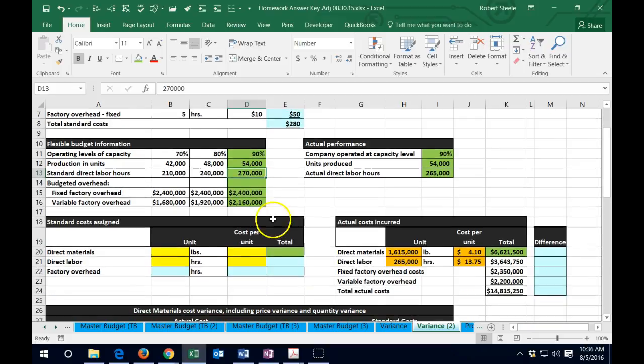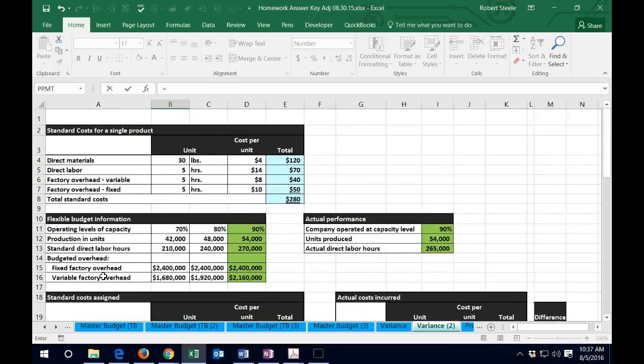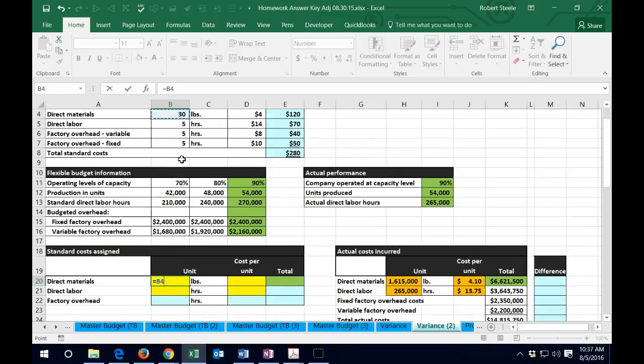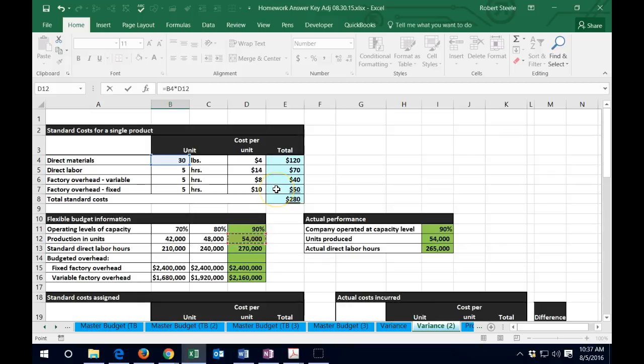All right, so first we're going to take a look at the standard costs assigned. So we've got the standard costs assigned down here. Now the direct materials is a little bit tricky. So we're looking at units here. So for the direct materials, I'm going to say this equals the 30 units of direct materials times how much we think we're going to produce in terms of units, the 54,000. So that's how we're basically coming up with this number here.